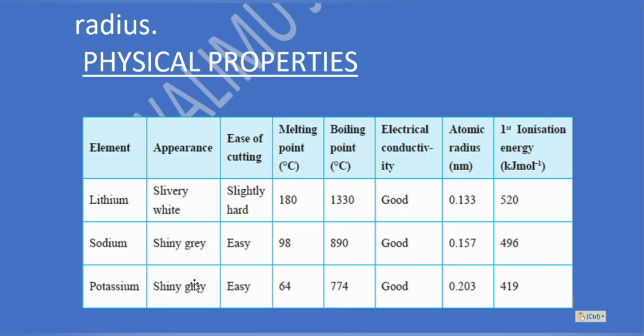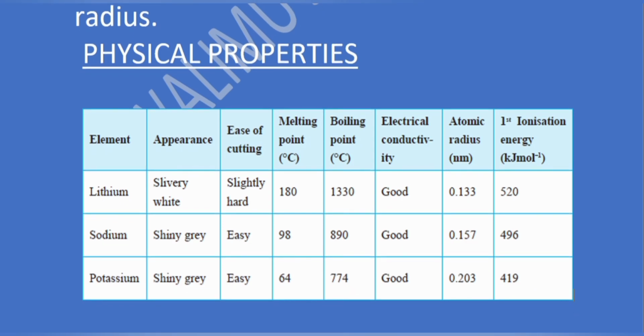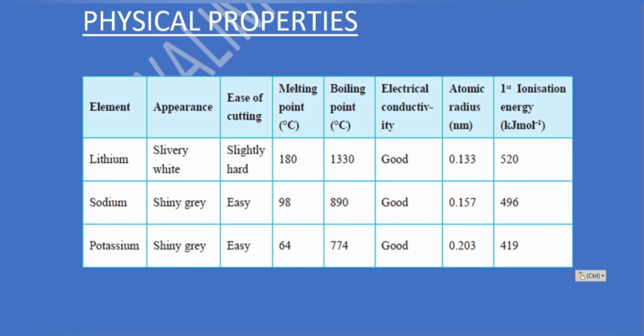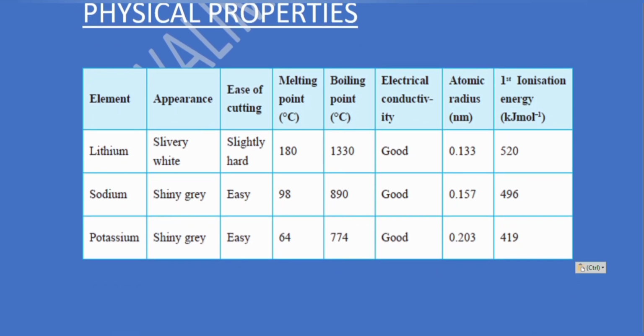So for lithium, it is silvery white in appearance, slightly hard when cutting, has a melting point of 180 degrees Celsius, boiling point of 1330. It is good in electrical conductivity. Now we are saying that the atomic radius is 0.133. Then the first ionization energy is 520 kilojoules per mole.